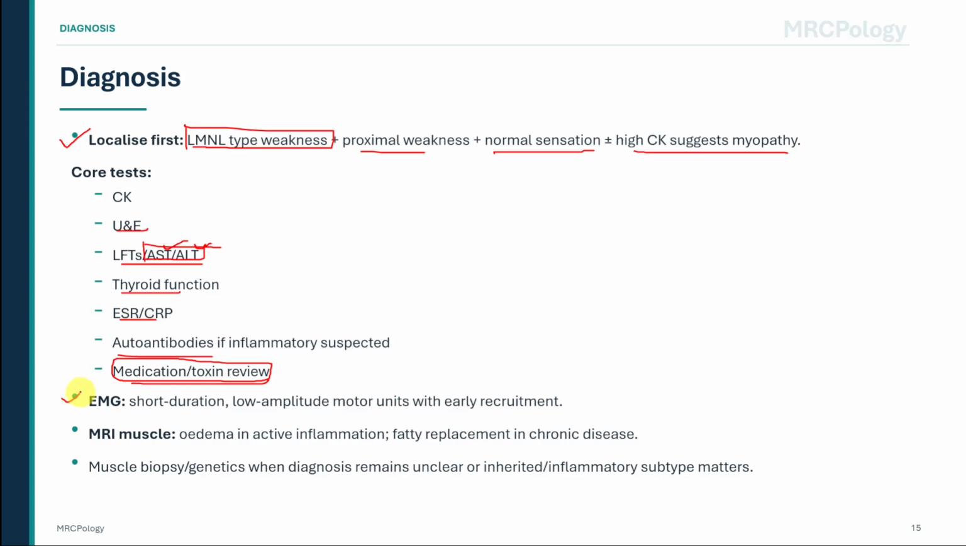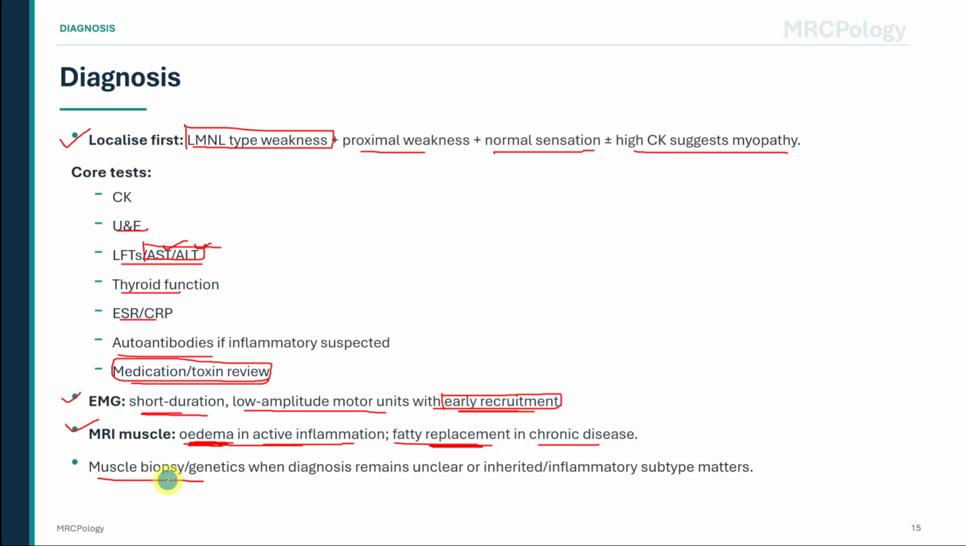Electromyography in myopathy typically demonstrates short-duration, low-amplitude motor unit potentials with early recruitment. The muscle recruits many small motor units because each diseased motor unit generates less force. EMG can support localization, but it does not always establish the precise cause. Muscle MRI can identify the distribution of affected muscles and help distinguish active inflammation from chronic damage. Edema may suggest active inflammatory change. Fatty replacement and atrophy suggest long-standing or irreversible disease. MRI can also help select an appropriate muscle for biopsy.